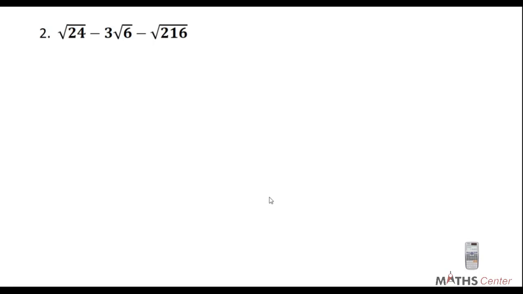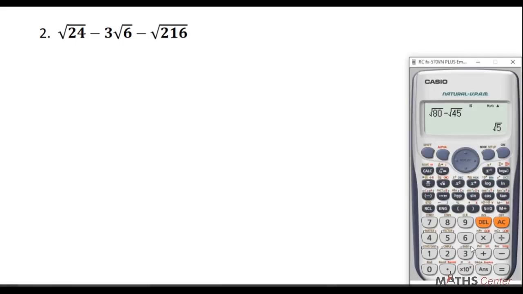We have square root of 24 minus 3 root 6 minus square root of 216. So let's break this down to its simplest form. So let's pick the first one, square root of 24. So 24 will give us 2 root 6. So the perfect square we are looking for is 2 squared, which is 4. The other number is 6, so 4 times 6, you replace that with 24.